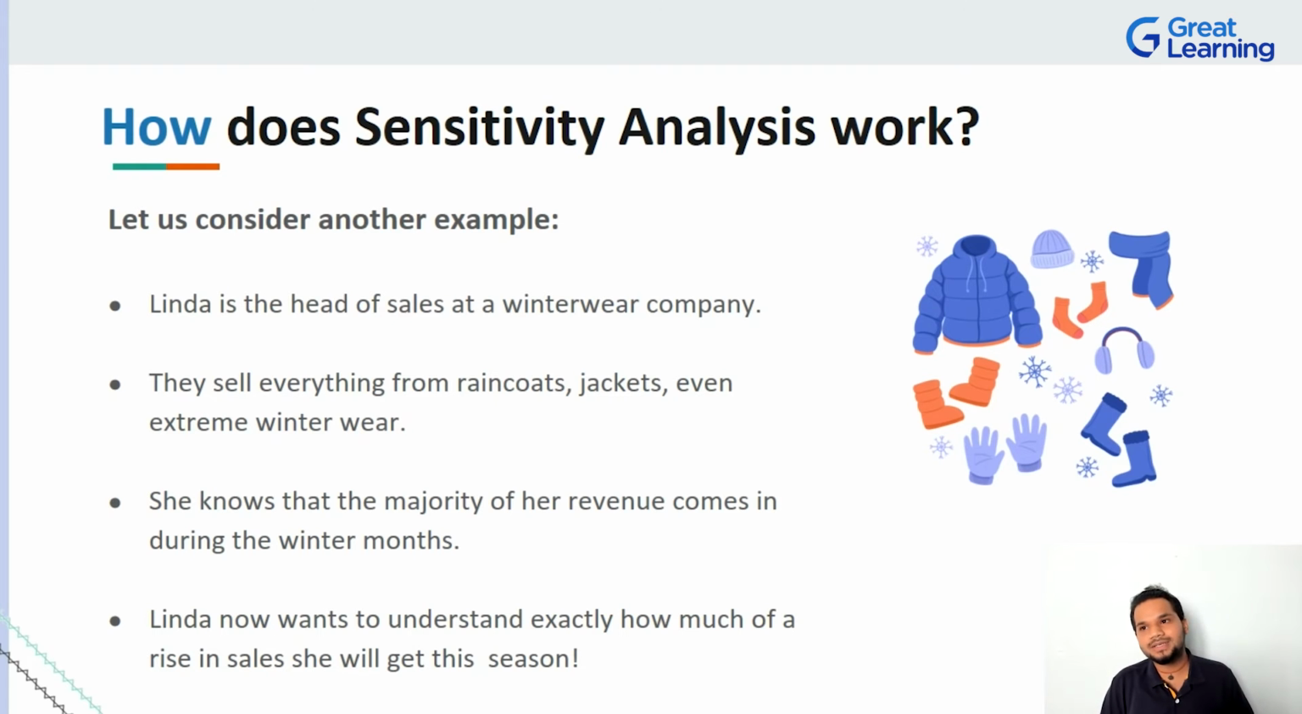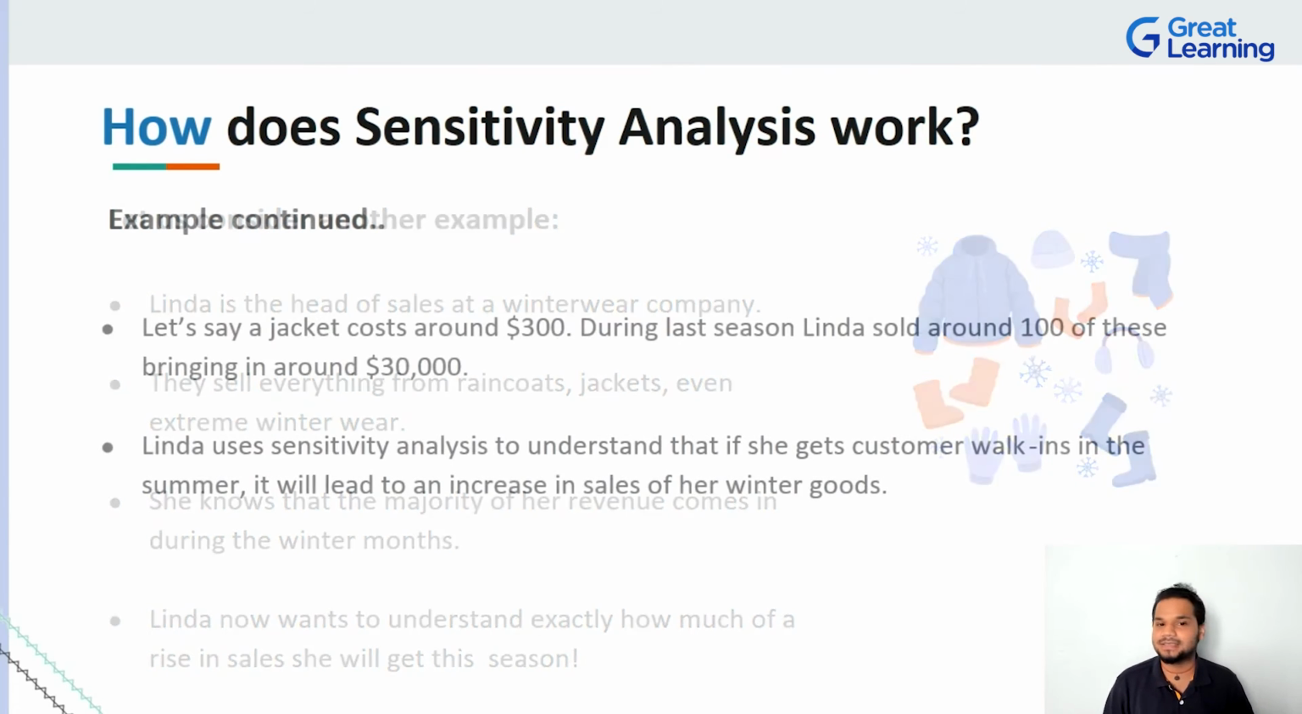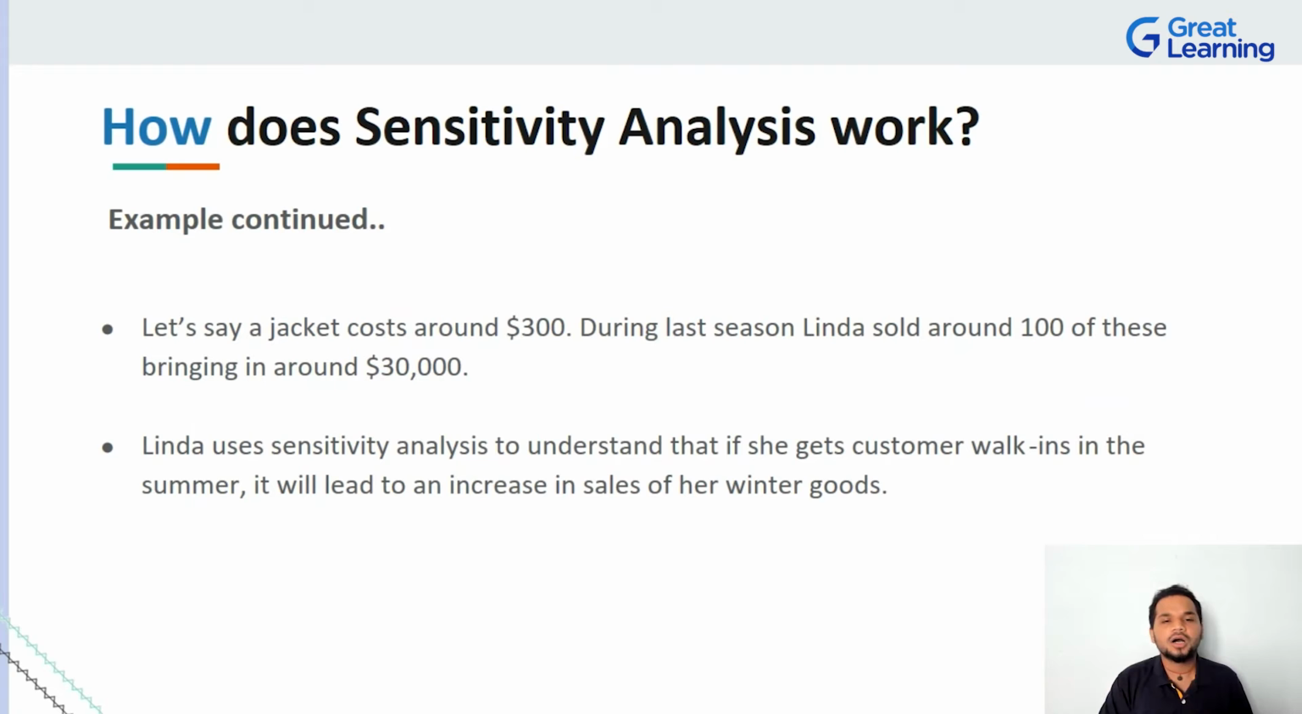And now what she wants to know is, last year she has all the data to tell her that, hey, last winter season, I sold so many goods. Now this winter season, she wants to understand what will be the rise in sales from the previous year, right? So let's go further into the example here. Let's say one single jacket costs somewhere around $300, and I think that's what I paid for my highly rated jacket. So during this particular season, $300 is what one jacket costs, and last season Linda sold 100 of these, so that took her sales to somewhere around $30,000.